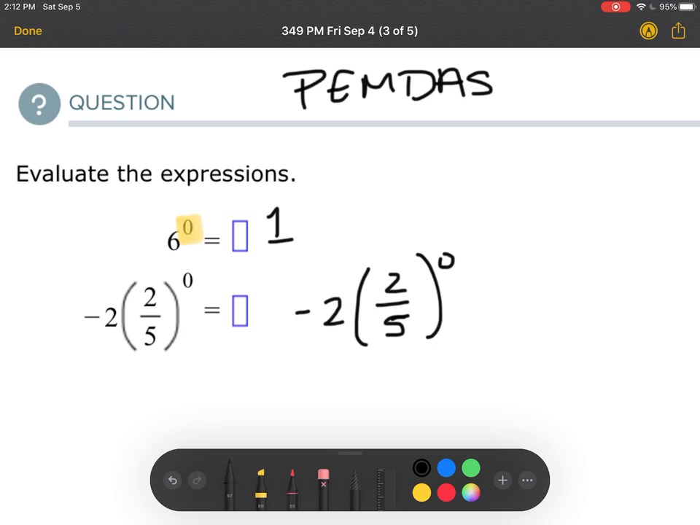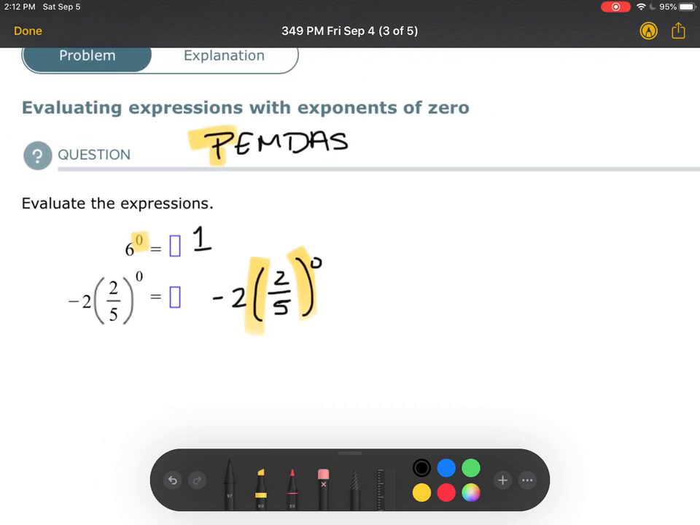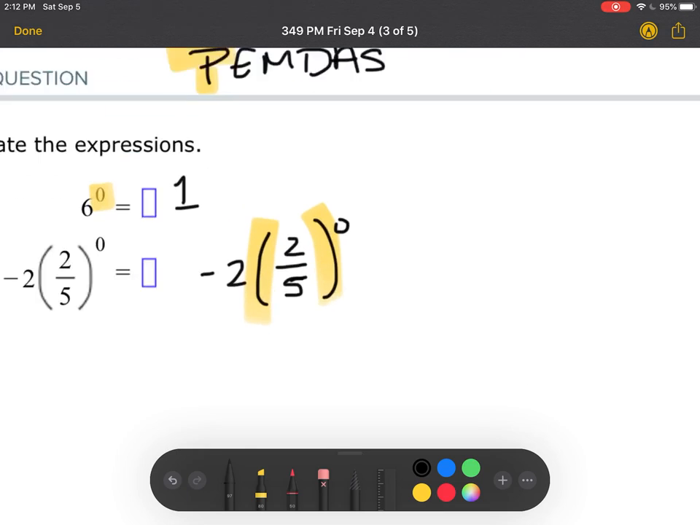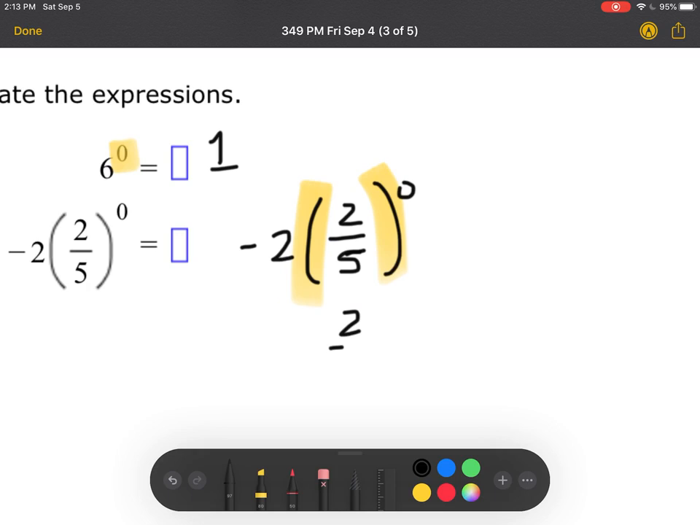Remember to look at your order of operations. I'm going to do parentheses first and ask, what's in the parentheses? 2/5 is in the parentheses. I need to evaluate to make sure that it is simplified and there's nothing that adds or subtracts within those parentheses. There's nothing that needs to be done in there, so I'm just going to keep on trucking.